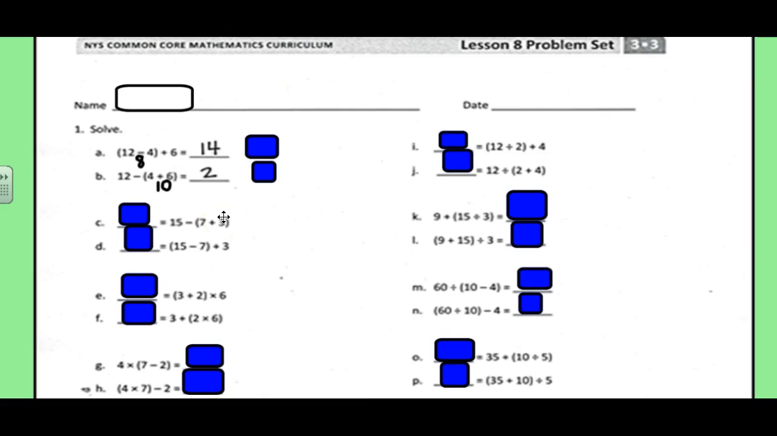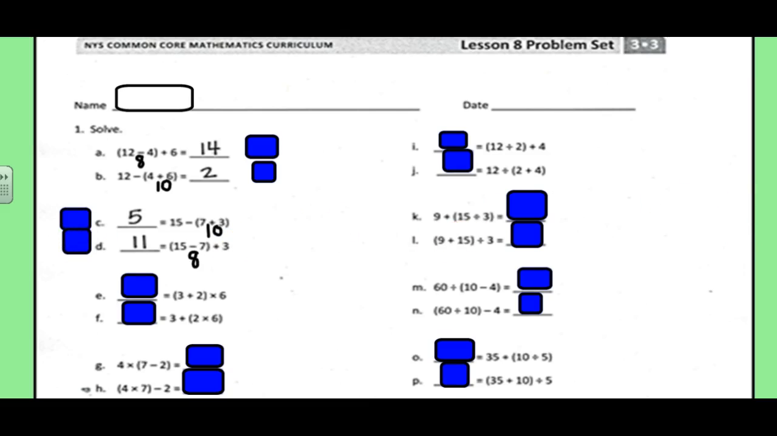So this first one, we're going to start with 7 plus 3. And I want you to write the answer underneath that. And I know that 7 plus 3 is 10. So now I'm going to take 15 and I'm going to subtract 10 from that. And that gives me 5. Moving on to D, 15 minus 7. I want you to write the answer for that. We know that that equals 8. And I know that 8 plus 3 is going to give me 11.